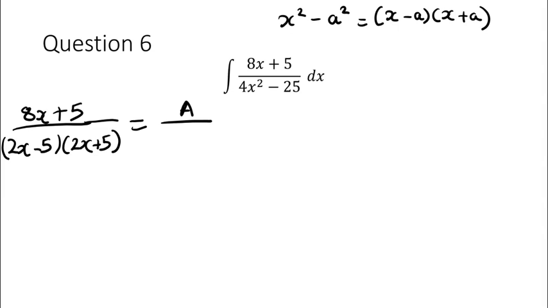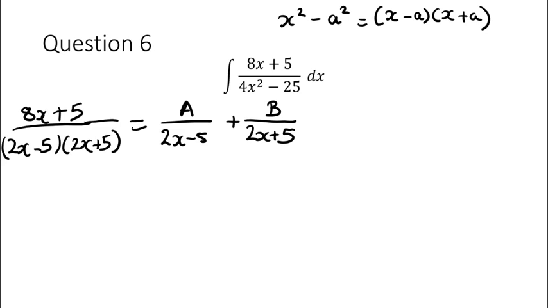So I want this to be in the form some constant that I'm going to call a over 2x minus 5 plus b, which is another constant, over 2x plus 5. And this is just going to make it a lot simpler to integrate, with these two simpler fractions to integrate as a result of it. So now what I need to do is find, well, what are those constants a and b?